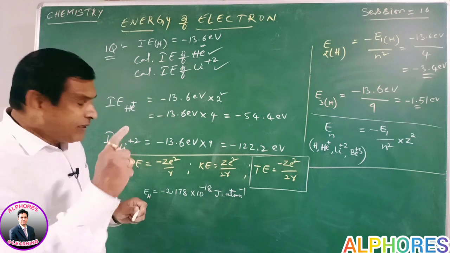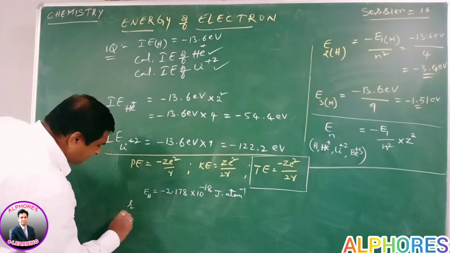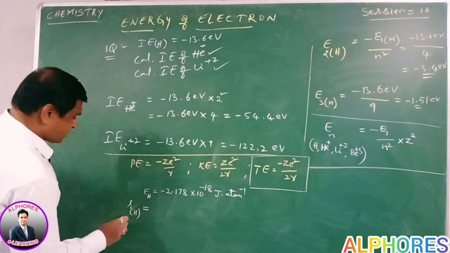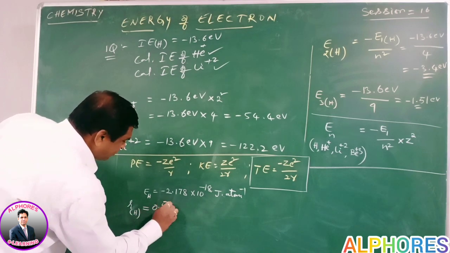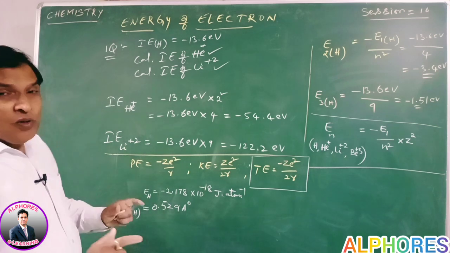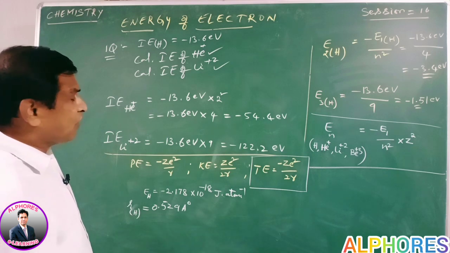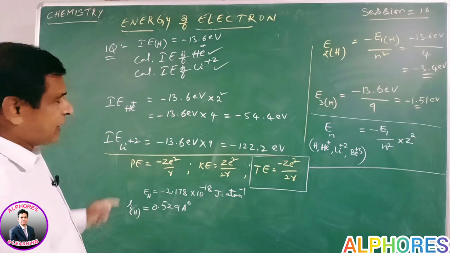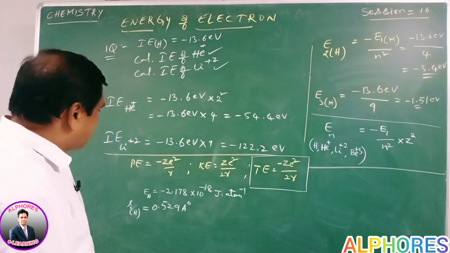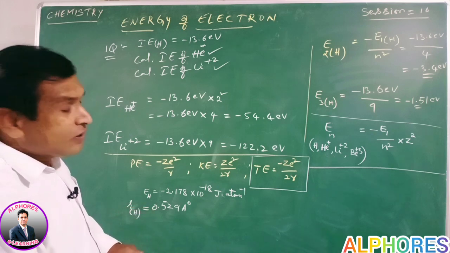Okay, and the radius of the orbit of hydrogen atom is 0.529 angstroms. Now calculate the charge of the electron in that orbit. Calculate, not energy, calculate the charge of the electron in that orbit.